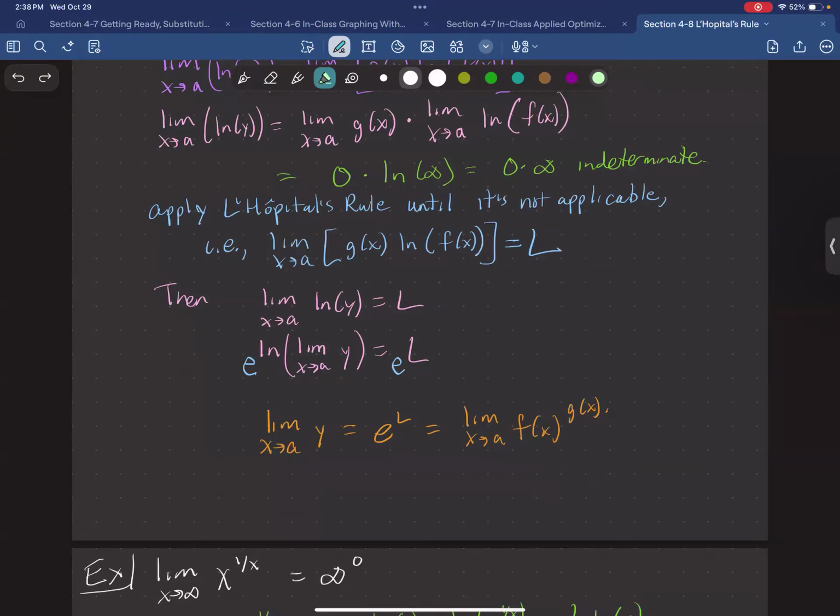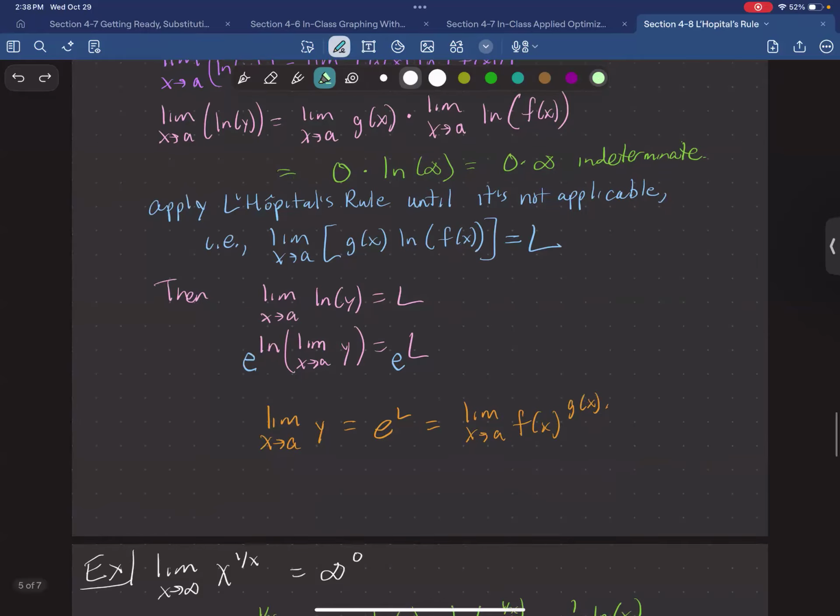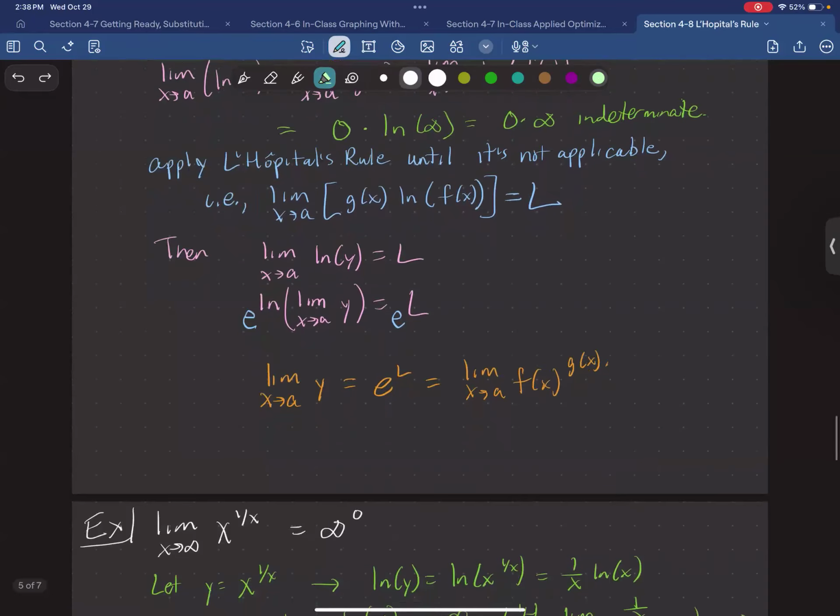There are other forms that are not indeterminate but look similar to these, and they're back at the top. I'll show them again before we're done.